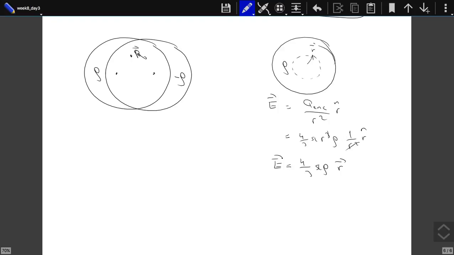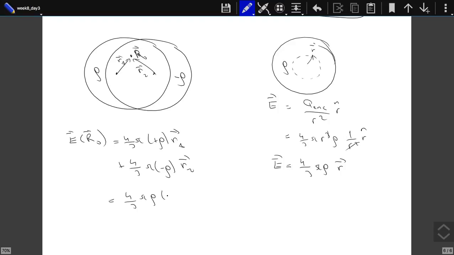Now let's come back to this example. Let me call this vector R1, this vector R2. Now the electric field at the point R0 will be equal to 4/3 pi plus rho in the R1 direction, that is the electric field created by the first sphere, plus 4/3 pi minus rho times R2, which is the electric field created by the second sphere. That gives 4/3 pi rho times R1 minus R2. But R1 minus R2 is nothing but this vector over here.